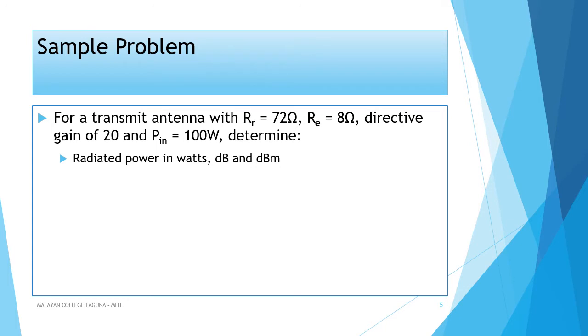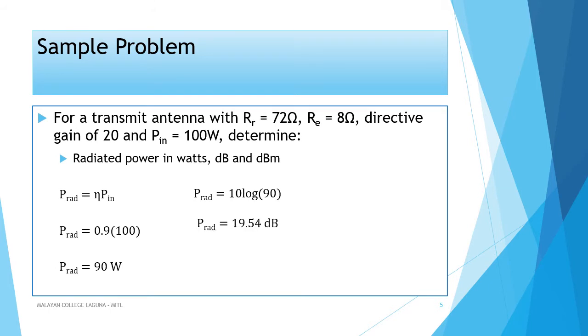Next, the radiated power in watts, decibels, and dBm. For the radiated power in watts, let's first write the formula. It's efficiency times the input power. So we have 0.9 times 100, which would give us a radiated power of 90 watts. Next, for the decibels, we just have to take the decibel value of 90. So we have 10 log of 90, and then the radiated power is equal to 19.54 decibels.